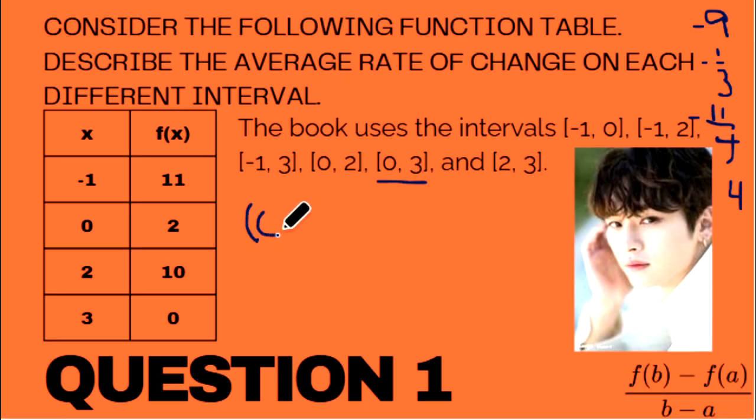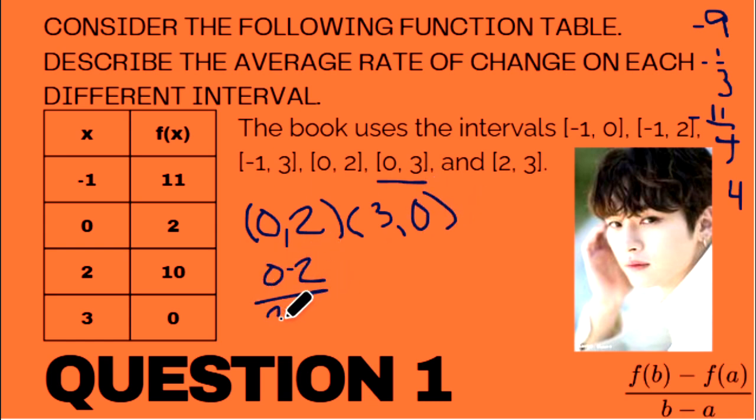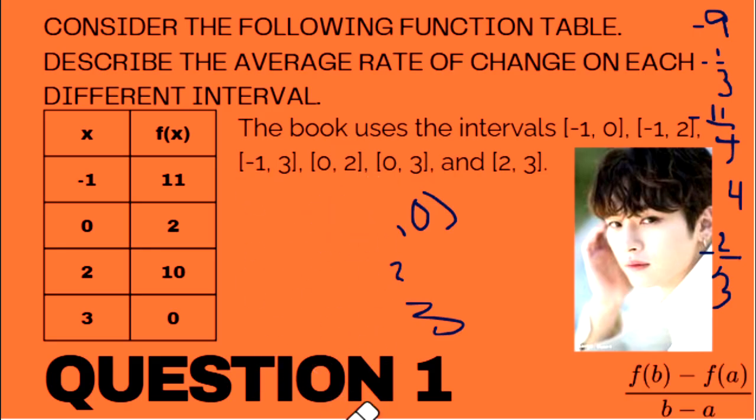So we have 0 and 2, and we have 3 and 0. So we have 0 minus 2 over 3 minus 0 equals negative 2/3. So our next rate of change is negative 2/3. I'm sorry, Lino, I had to draw on you. And that one is going to be decreasing because we're dealing with a negative slope, a negative rate of change.